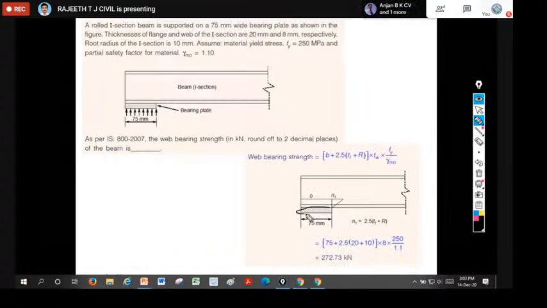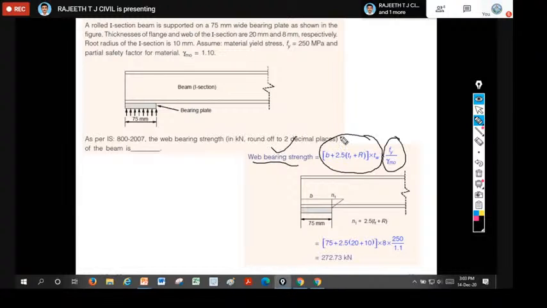The same concept I should use here to calculate the effective length. This is the bearing length, b, given, plus we should take the dispersion, n1, which is equal to 2.5 times the thickness of the flange plus root radius. You should remember this value. Web bearing strength is the area of the web under the concentrated load into the corresponding stress. So load carrying capacity equals area into stress. The stress is fy by gamma m0, where the area is (b plus 2.5 times (tf plus R)) into tw.